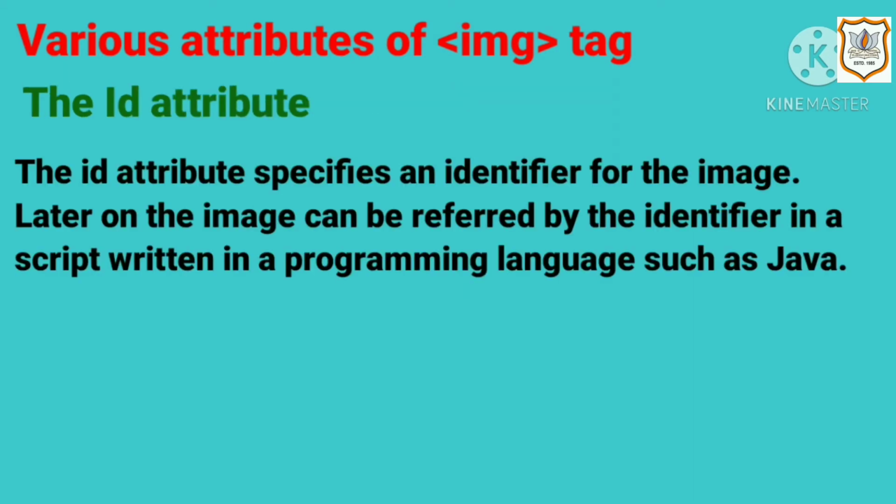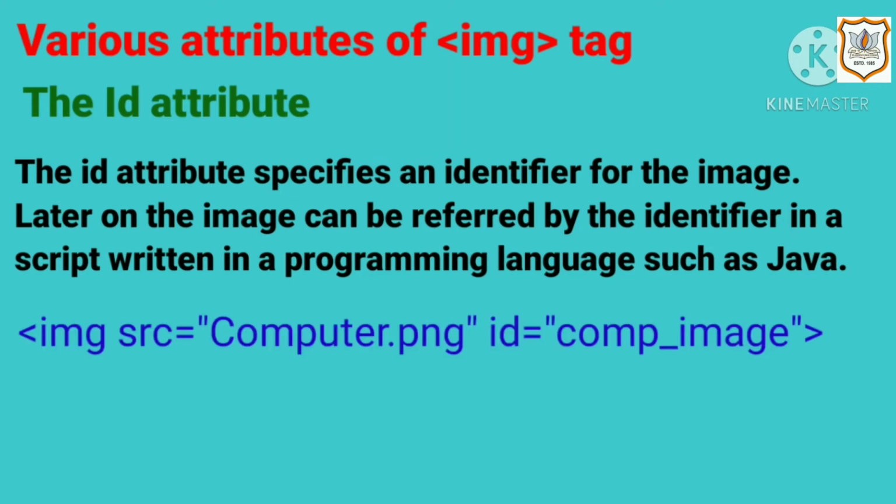Next attribute is the ID attribute. The ID attribute specifies an identifier for the image. Later on, the image can be referred to by the identifier in a script written in a programming language such as Java.